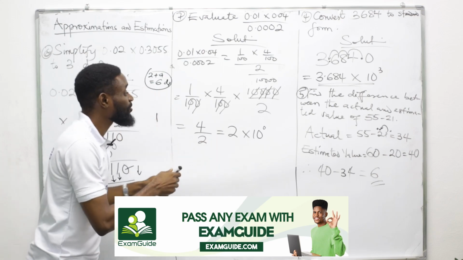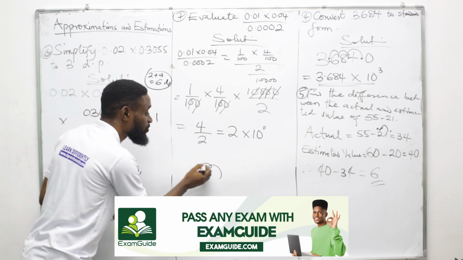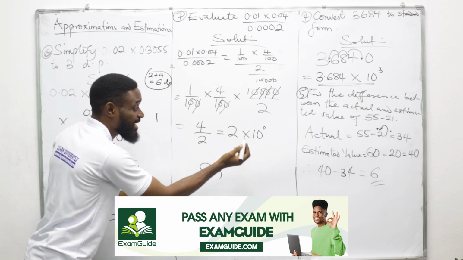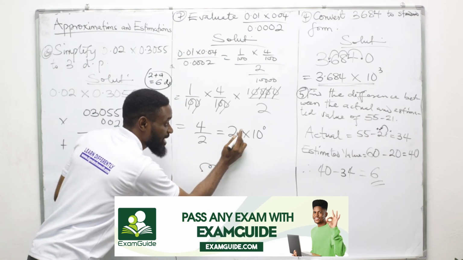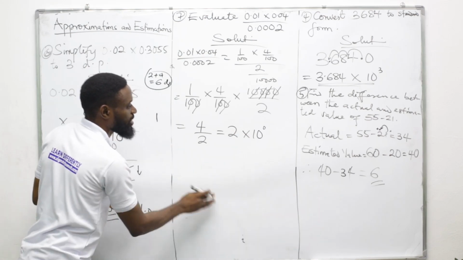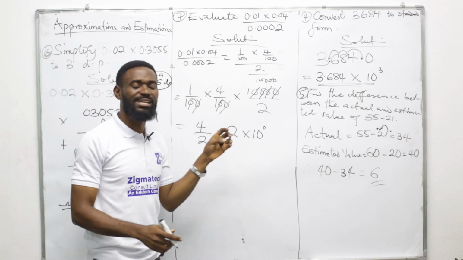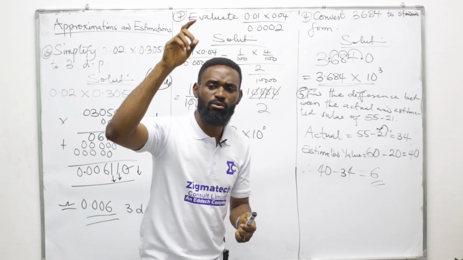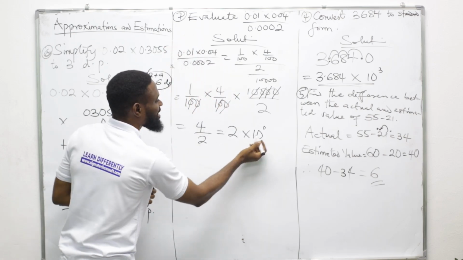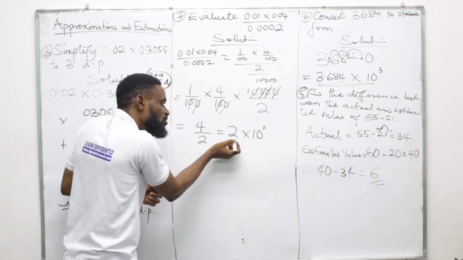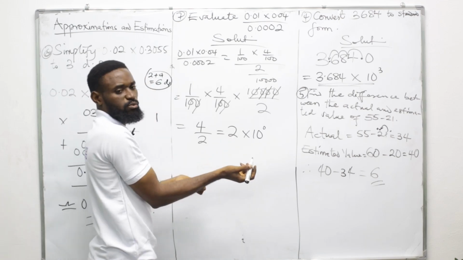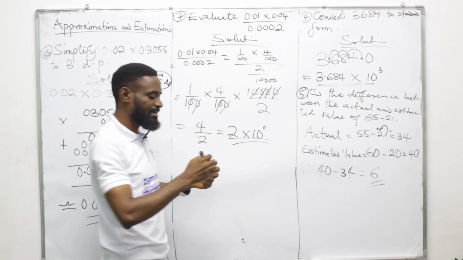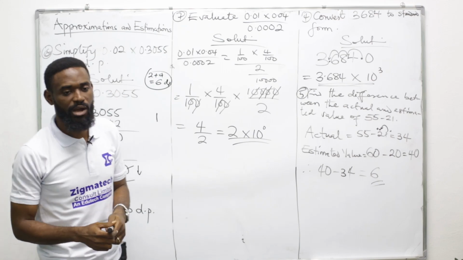Because 2, we did not do any movement for whatsoever there. There is already a point 0 there, which is invisible. Do you get the point now? So this is 2 times 10 raised to power 0. And in mathematics, whatsoever is raised to power 0 is 1. So it means 10 raised to power 0 is equal to 1. 1 times 2 is also 2. So the correct option there is 2 times 10 raised to power 0.